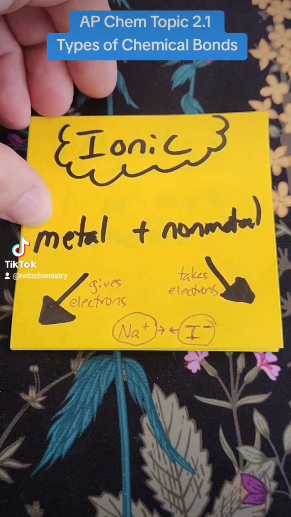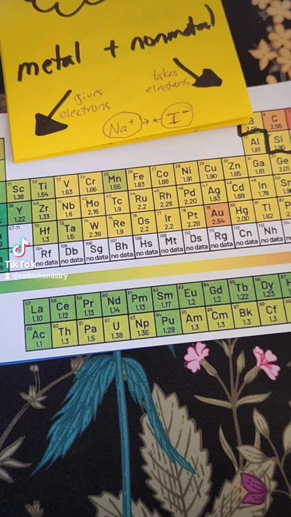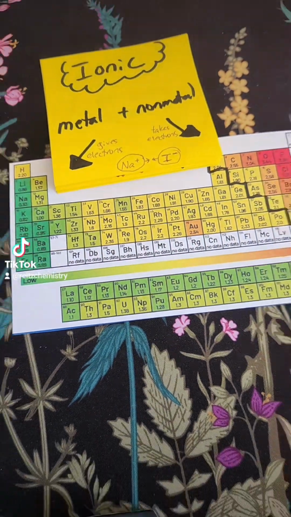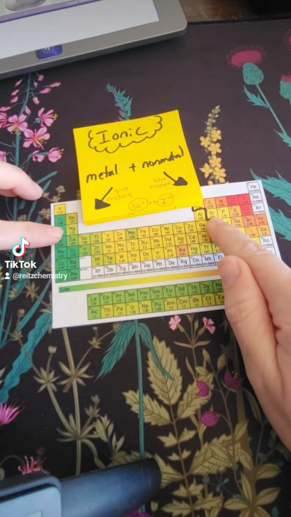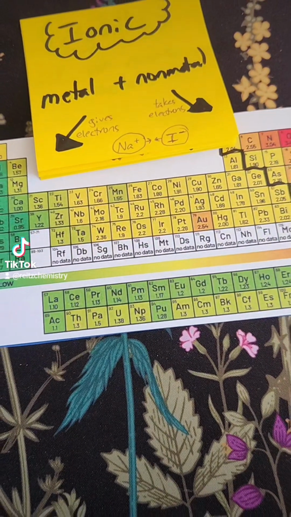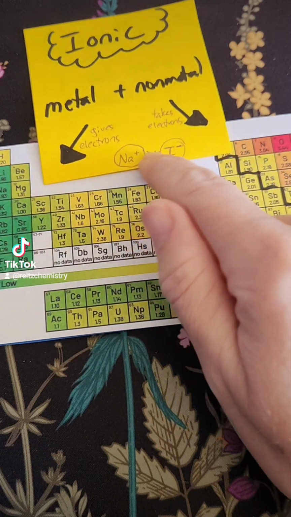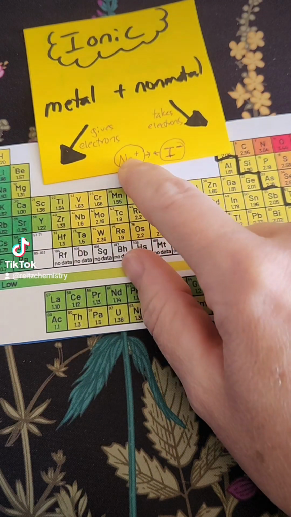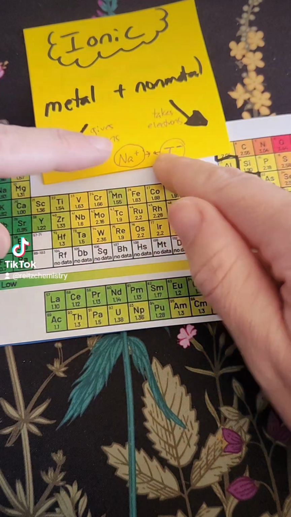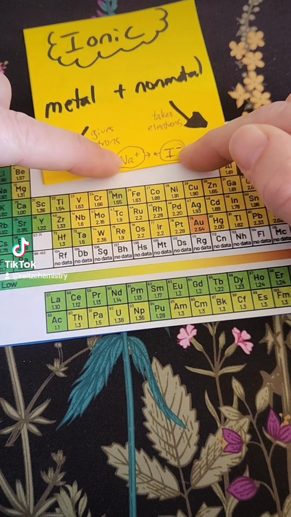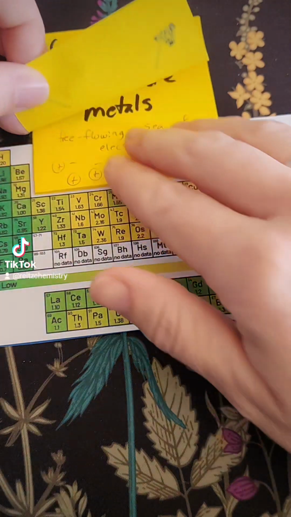First type of bond that we're going to think about is ionic. An ionic bond is made of a metal and a non-metal. So if you remember your periodic table, you have metals on this side, nonmetals on that side. The metal will give electrons. The nonmetal will take electrons. That sets up charges. So for example, sodium gives away one electron to be +1. Iodine gains one electron to become -1. Those pluses and minuses then attract each other, and it is that attraction that forms your ionic bond.